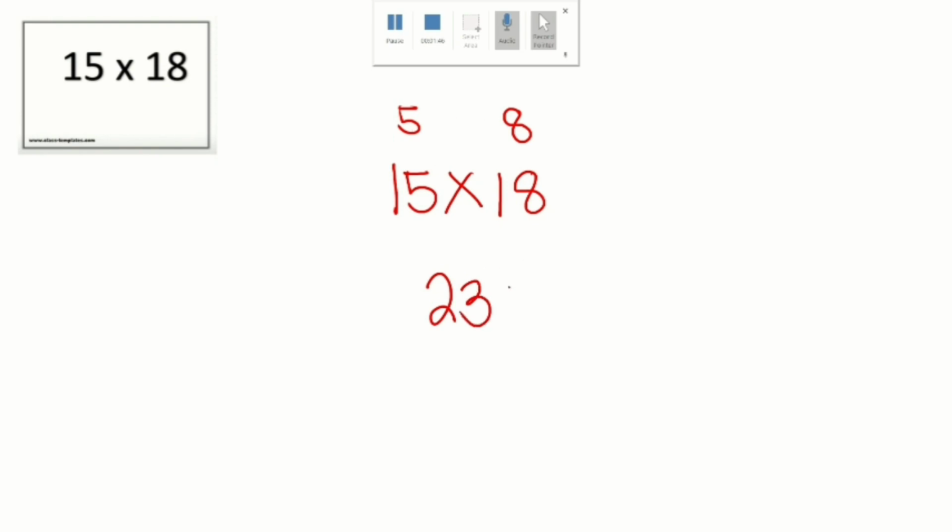Then 5 times 8, that is 40. So I will write here 0. Then add 4 here. Then the answer is 2. 4 plus 3, we have 7. And this is 0. So the product is 270.